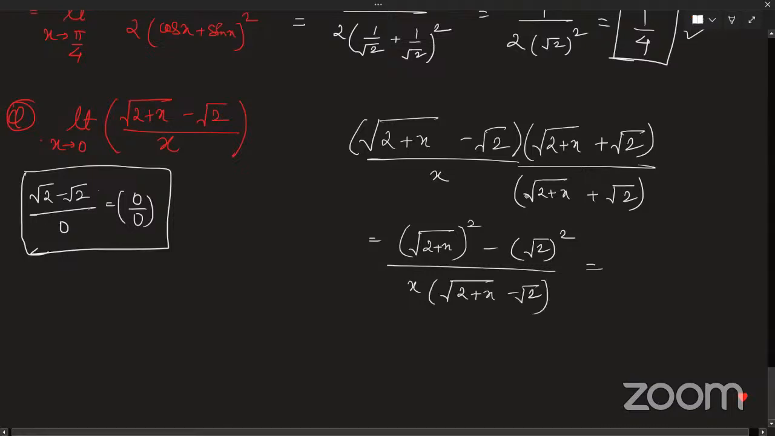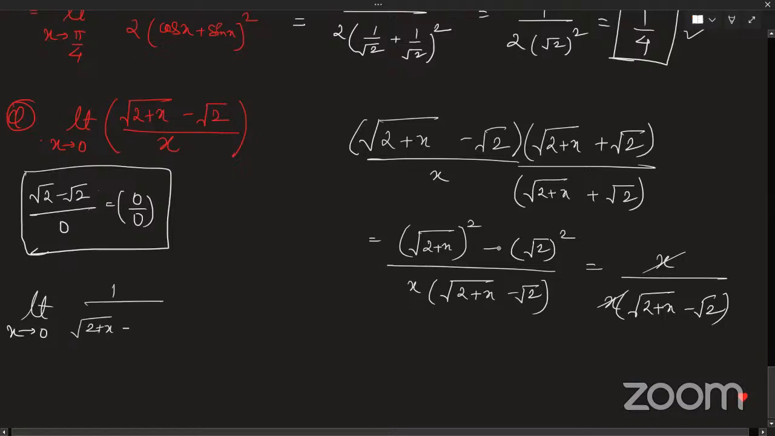So what is the numerator now? My first term will be 2 plus x, minus 2. So it will be equal to x divided by x into square root of 2 plus x plus root 2. x and x got cancelled. So I am just left with limit x tends to 0 of 1 by under root 2 plus x plus root 2. What is this equal to? 1 by root 2 plus root 2, which is 1 by 2 root 2. Correct.